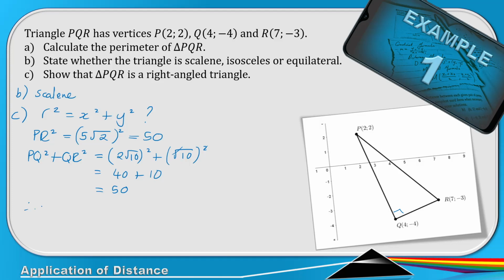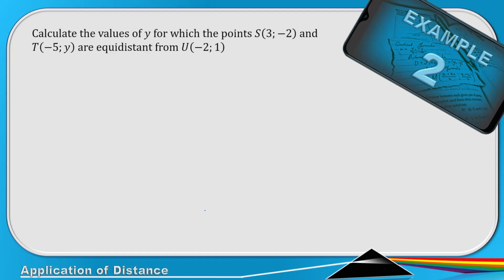So therefore we can say that PR squared is equal to PQ squared plus QR squared, and therefore we know that triangle PQR is right angled. Alright, then we're done with that one. So now let's look at example 2.